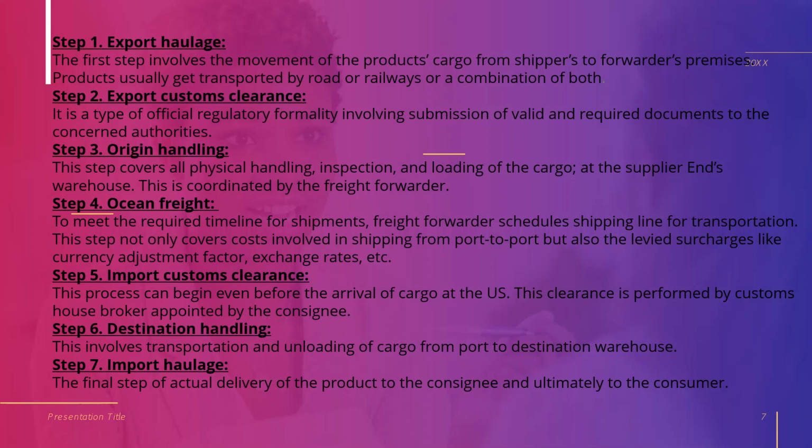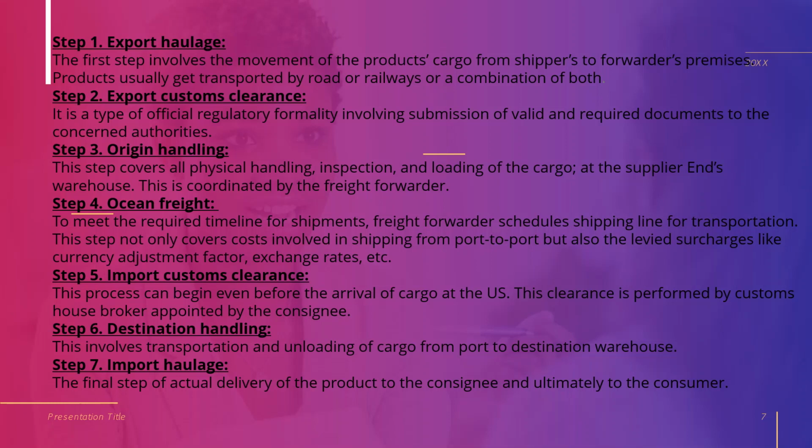Then products get transported by road, or whoever is the forwarder. Sorry, this is sea freight, right? So our forwarder, or whatever forwarder is there, will bring the goods to their location, like their warehouse, and from there the product will get transported by road or railways or a combination of both.